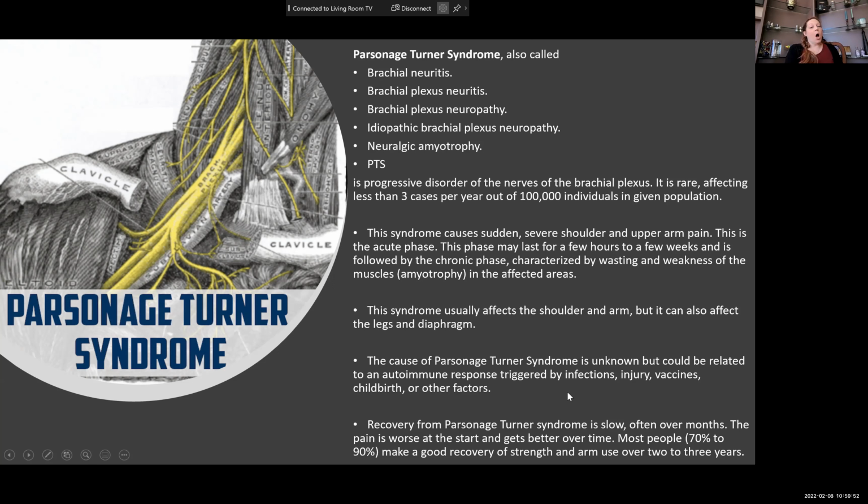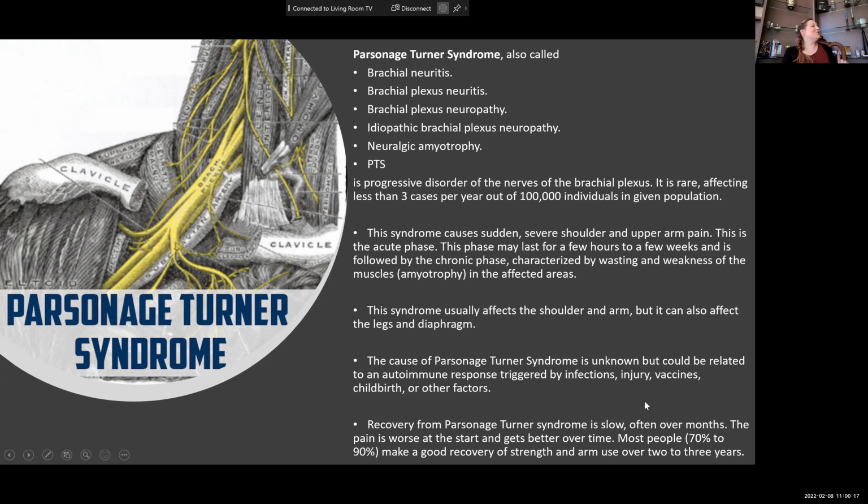The cause is unknown. That's great. But it's definitely an autoimmune response. Oh, yay, autoimmune disorders, me again. It's not really an autoimmune disorder, but an autoimmune response can cause it. That's fun to understand, right? Infections, injury, vaccines, childbirth, other factors. Infections: I had a viral infection right before this happened. Recovery can last months.